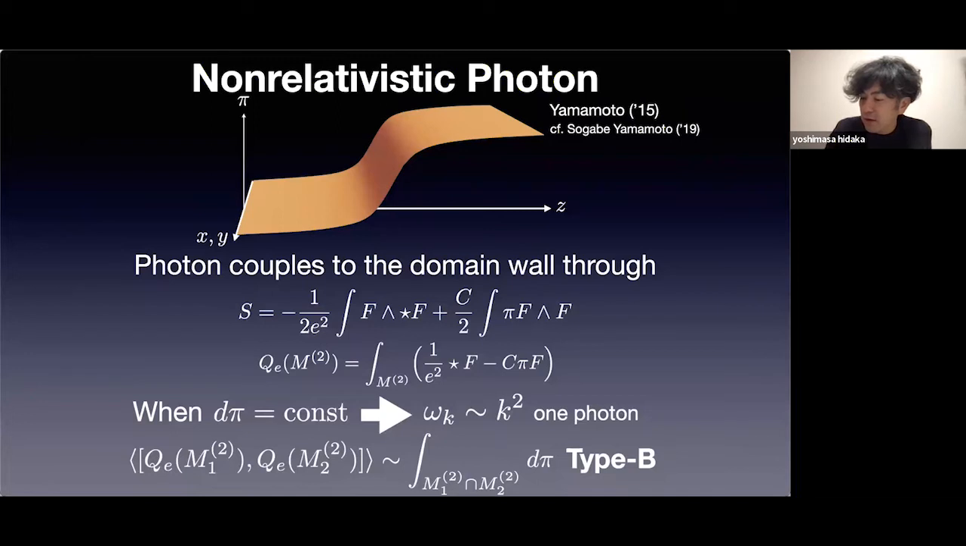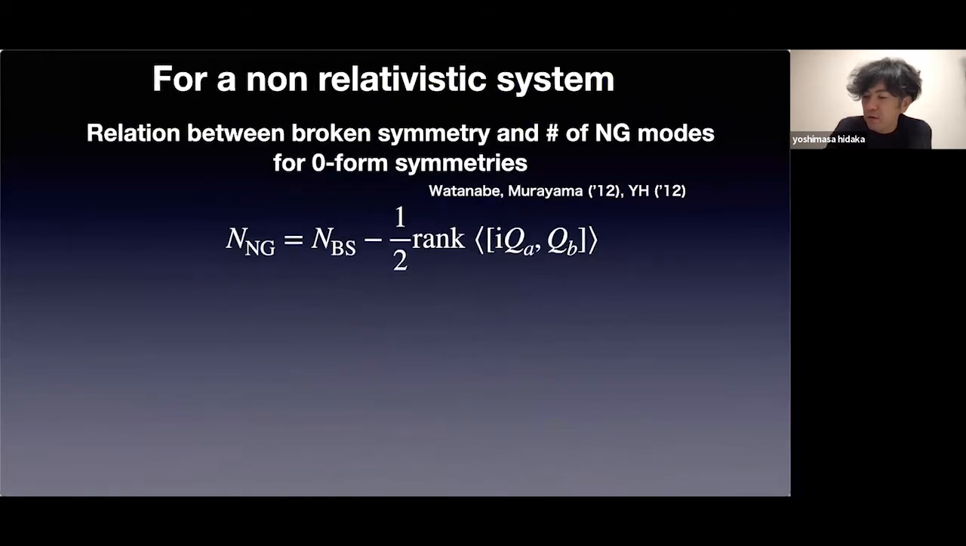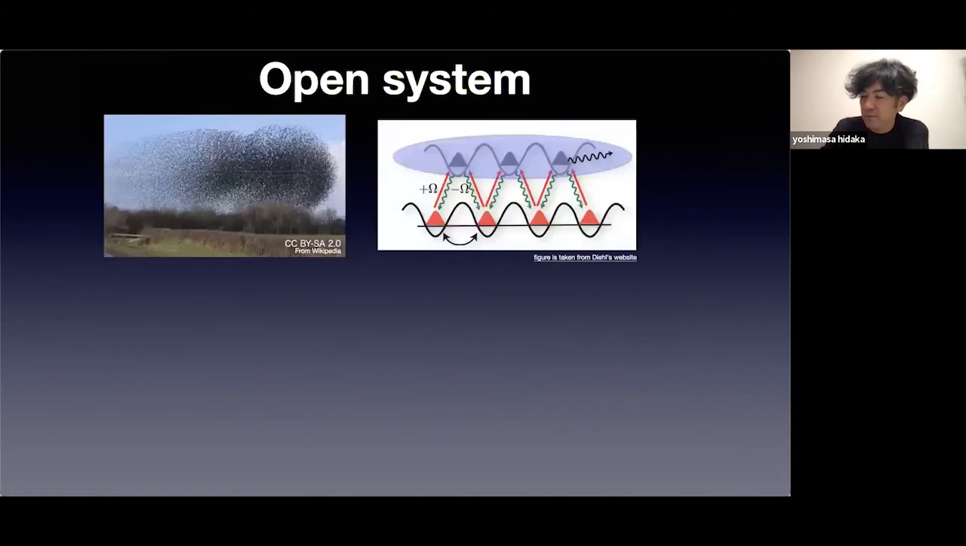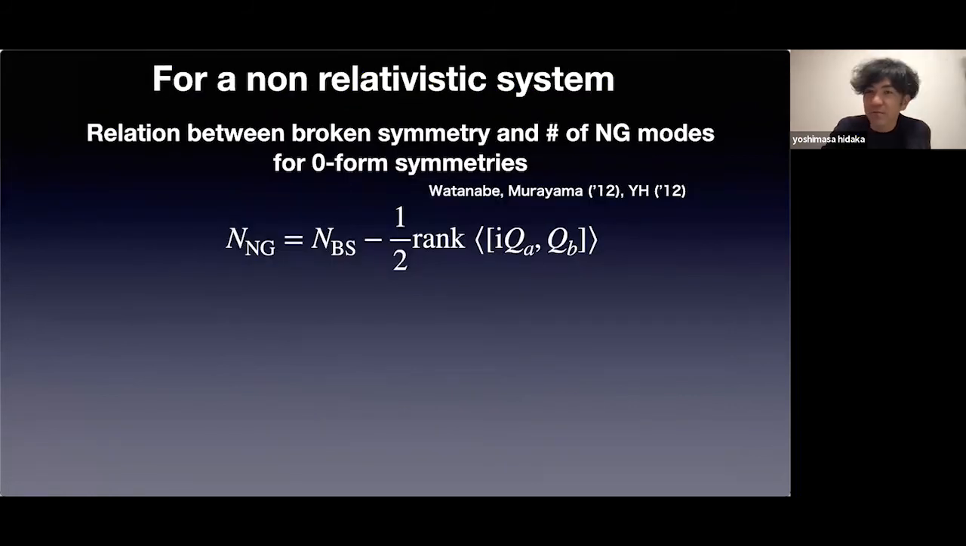But this is related to the higher-form generalized global symmetry. This is a symmetry for the extended object. So actually we generalize this relation, including this kind of higher-form symmetry. Then we found this kind of relation. This is a straightforward generalization, but this part is a bit complicated. But we can do the generalization, that we found. Okay, so this is the second part.